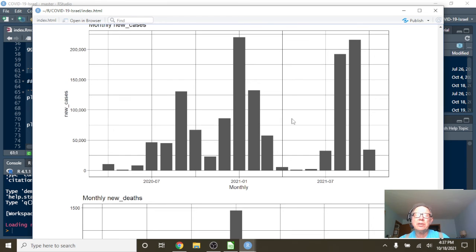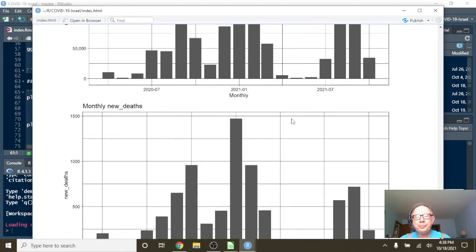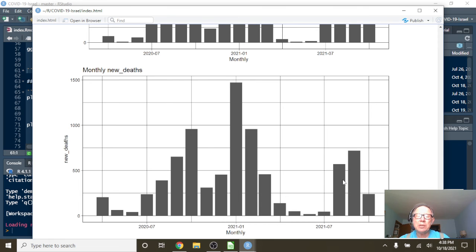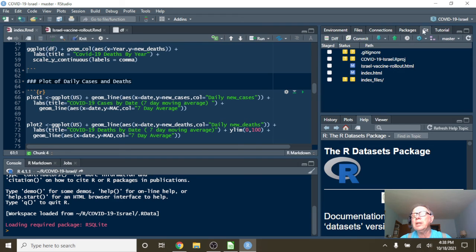The monthly cases don't look so good, do they? August and September are the second and third most cases so far. Even deaths were a little high for August, September, although this month, certainly October's deaths are going to be below August, September numbers. So anyway, Israel, that concludes your report for today.